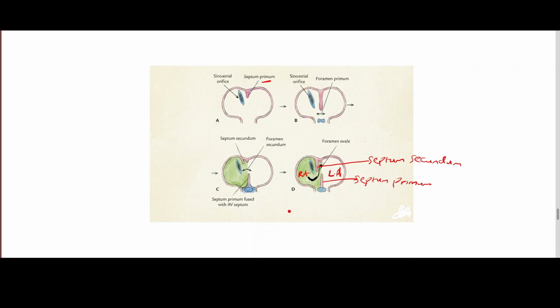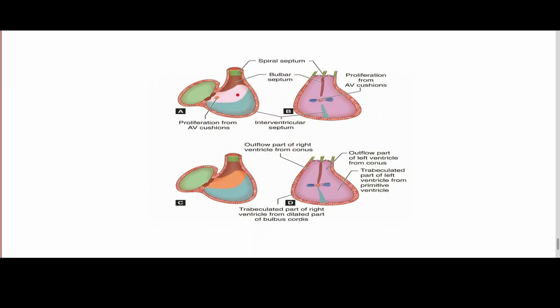All right, now let's look at how the primitive ventricle is partitioned. In the septation of the ventricles, three components must meet. They are the muscular septum, the bulbar septum, and the membranous septum. In this diagram, we have a longitudinal section to show us the ventricular septation. So this is the atrium, and this is the ventricle.